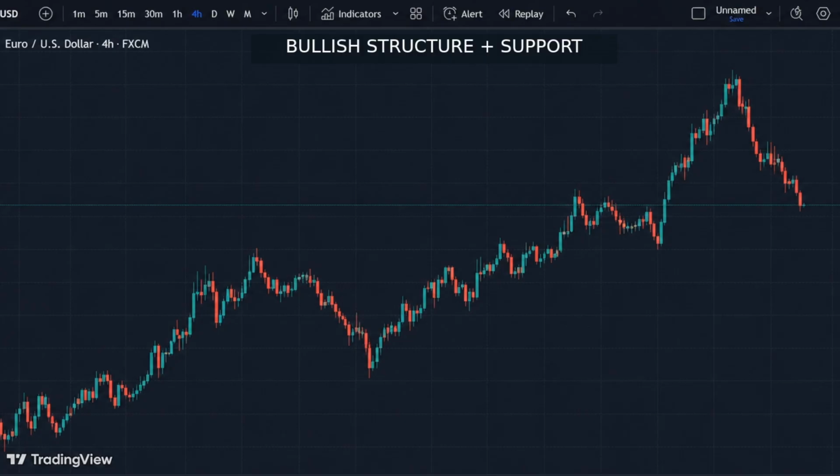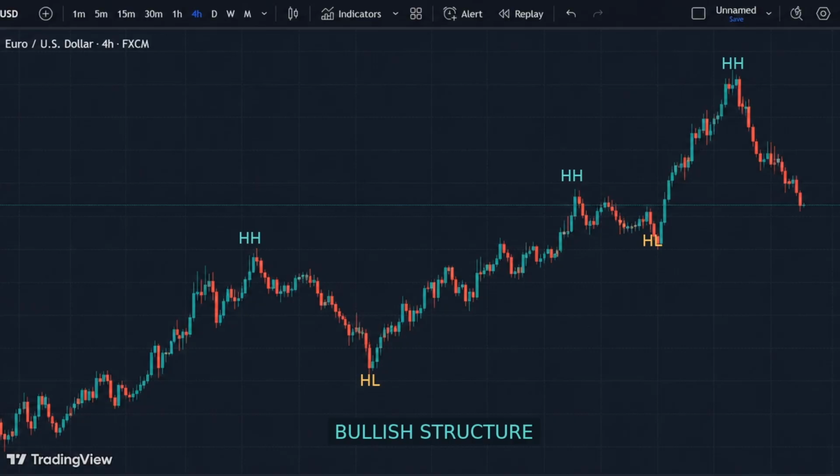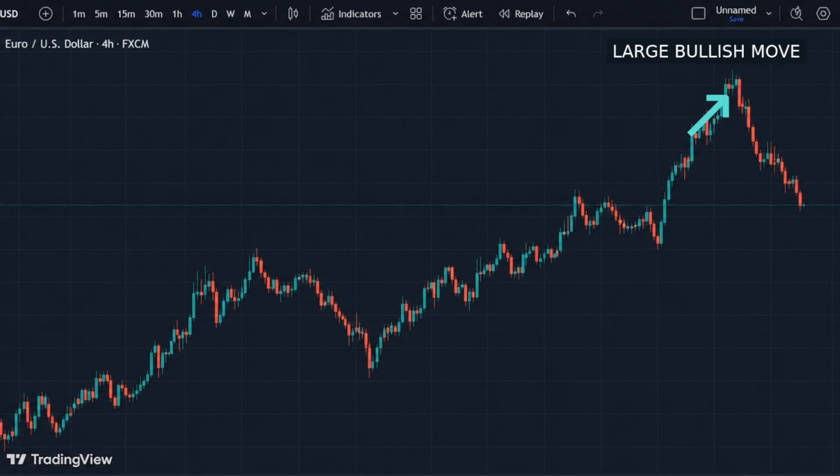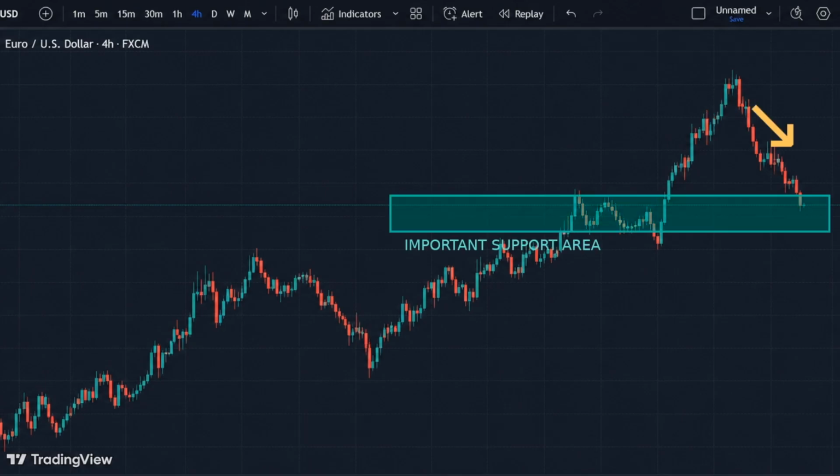Imagine that the euro versus the US dollar is producing higher highs and higher lows. We have established that the broader structure is bullish, but buying immediately after a large bullish movement may give us a poor entry and an unnecessarily large stop loss. Instead, we can wait for price to pull back toward an important support area. Now direction and location begin to agree. The structure is bullish, and price has returned to an area where buyers previously entered the market.